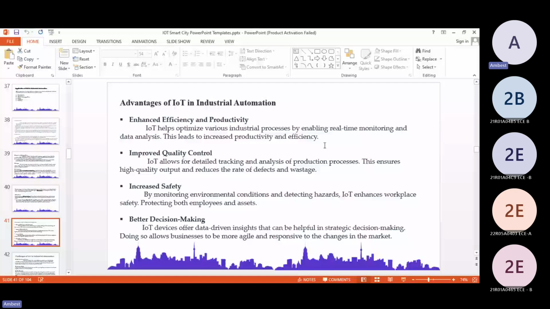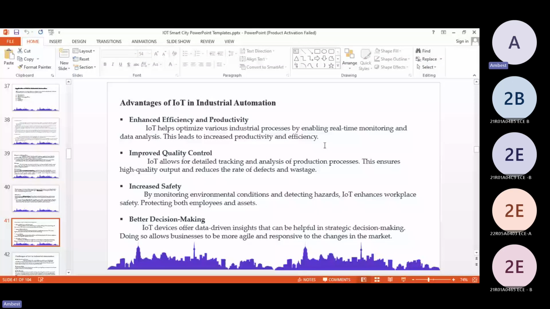And the next thing was better decision making. With this, they're going to offer some data-driven insights, which are helpful for strategic decision making. By doing all this, it allows the business to be more responsive to changes in the market. The decision making would change if any default occurred in the market, like the loss of a state. So with this decision making, they will enhance profits with new ideas. By implementing new ideas, the business is going to take a new route of success. So in that way, decision making is more important.